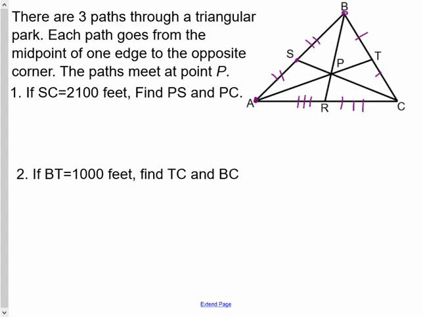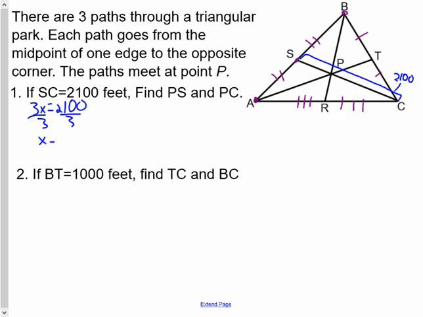If SC is 2100 feet, find the other 2. I'm telling you the whole segment is 2100. So it's saying this is 2100. Again, 2100 equals what? 2x, 3x, x. This one equals 3x. Divide by 3, we get 700.